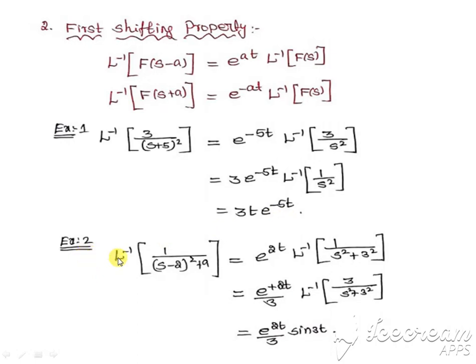So example 2, L inverse of 1 by s minus 2 the whole square plus 9. Here s is shifted to s minus 2, so the shifting term is e power 2t. L inverse of 1 by, while removing this minus 2, s squared plus 9. So 9 can be written as 3 square. In the numerator we need either an s term or a constant term. Here there is no s term, so we need a constant term, which is 3. So we have to multiply and divide by 3. Now L inverse of 3 by s square plus 3 square is nothing but sine 3t. This is the final answer.